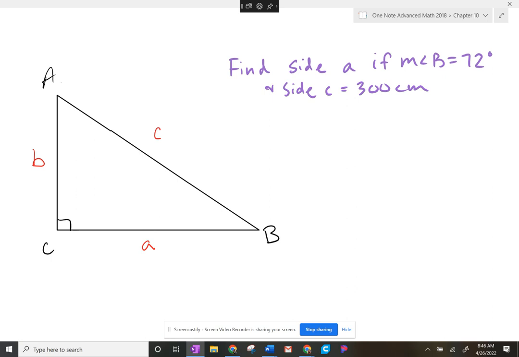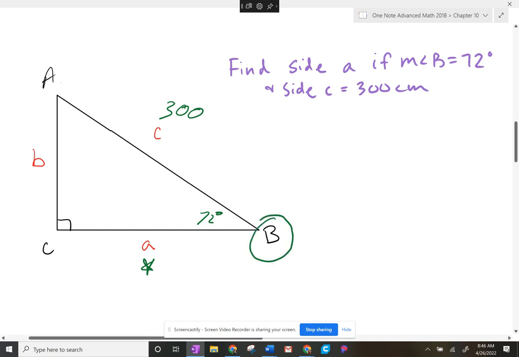It says find side A if angle B is 72 degrees and side C is 300 centimeters. And they want us to find this side. Okay, so they're giving us this angle right here. So from this angle, what is the name of this side over here? Is it opposite, adjacent, or hypotenuse? Yeah, this one down here is going to be adjacent. So they give me the adjacent.